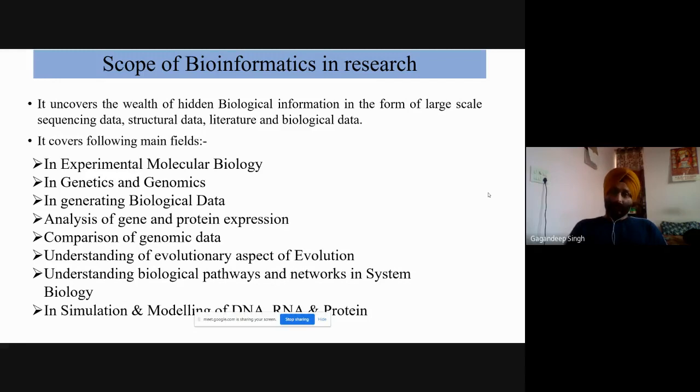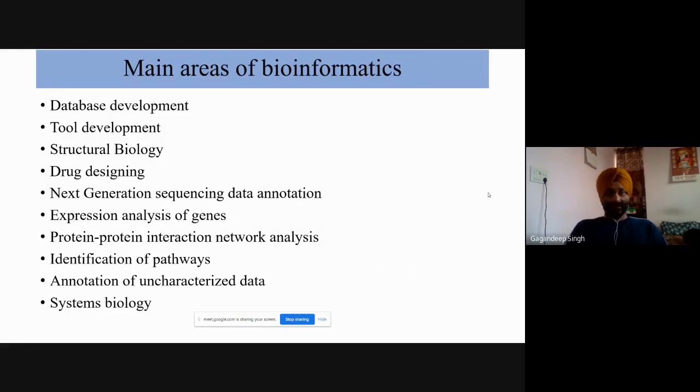So if we are familiar with bioinformatics, maybe we can mine data from publicly available databases instead of generating new sequencing data before starting our experiment. What are the main areas of bioinformatics? If data is available, then it's fine.